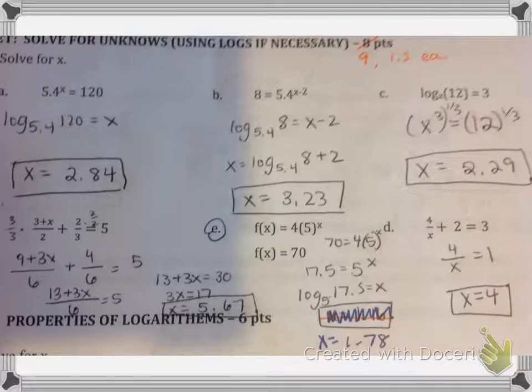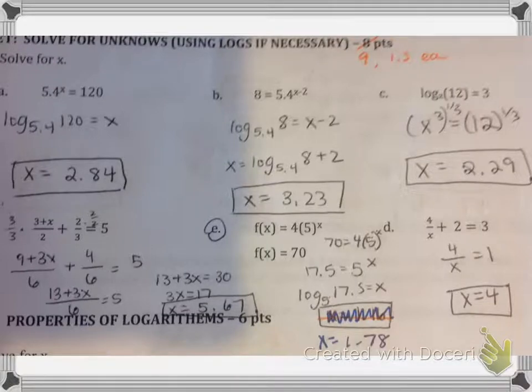For letter D, this was a fraction buster type of problem, so I wanted to get a common denominator on the left-hand side of 6. I multiplied the first fraction by 3 over 3 to get 6, and the second fraction by 2 over 2, so that both denominators became 6. Distributing in the first one, I ended up with 9 plus 3x over 6 plus 4 over 6 equals 5. Then I added straight across the top of my fractions to get 13 plus 3x over 6 equals 5.